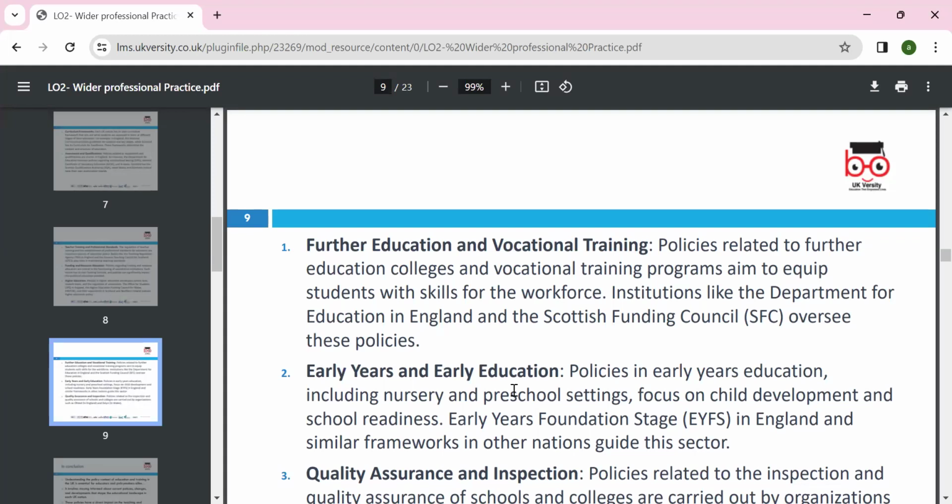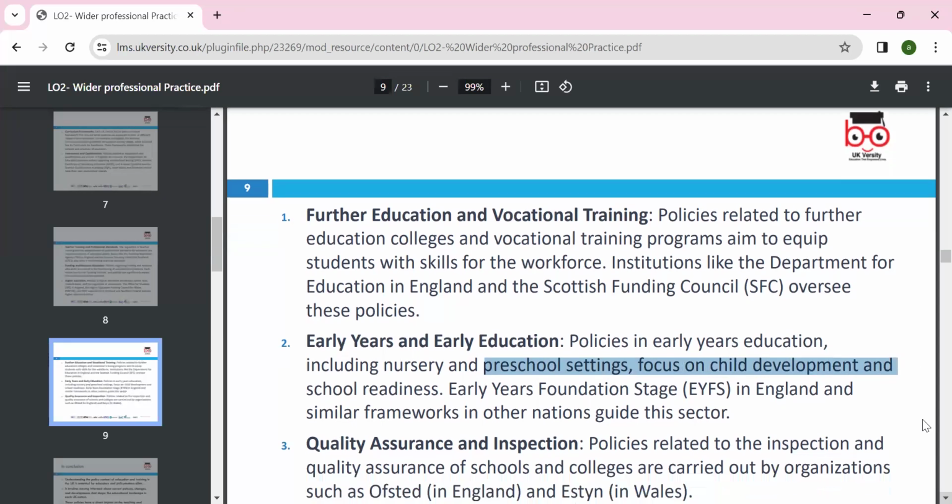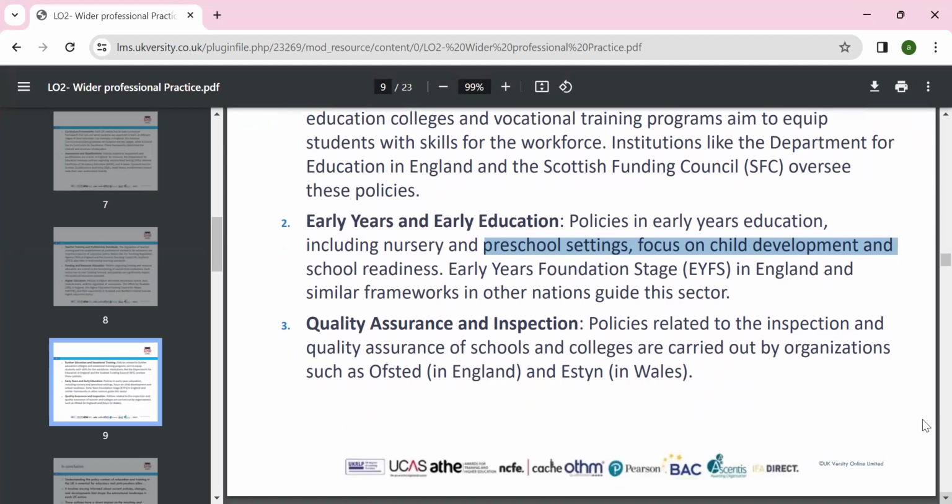Early years and early education policies, including nurseries and preschool settings. Nowadays we can look at universal credits and payments and pre-nurseries, and all these are new policies which we need to keep reviewing regularly, depending on the nature of our role, and we need to follow those accordingly.